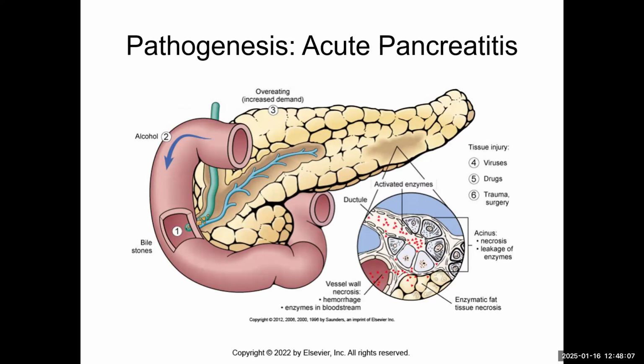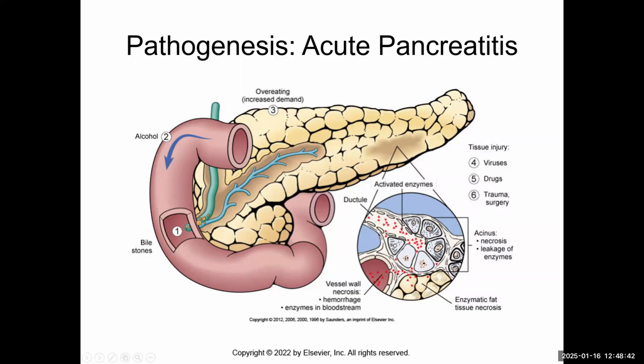So when we have acute pancreatitis, we can have bile stones or alcohol, increased demand, overeating. That's usually when we get our patients with type 2 diabetes. It's because basically they've been eating too much sugar and things like that. And so the pancreas is working overtime, trying to release enough insulin to bring down our blood glucose. And then as a result, the pancreas just gets to a point, it's like, I quit, done. And then those patients become insulin dependent. So we'll talk about that a little bit later.